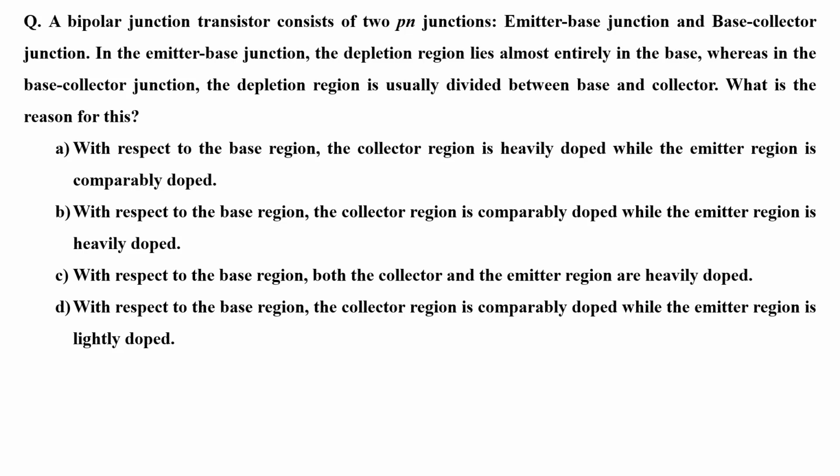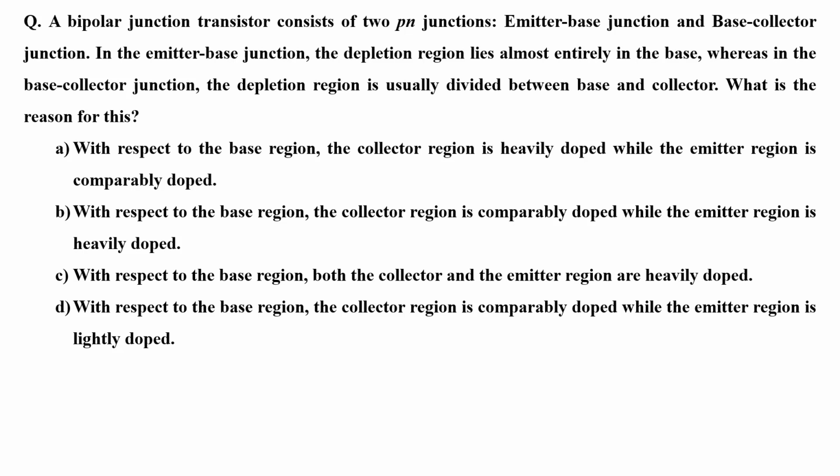With respect to base region, collector is heavily doped while emitter is comparatively doped; or collector region is comparatively doped while emitter region is heavily doped; with respect to base, both emitter and collector are heavily doped; and with respect to base, collector region is comparably doped while emitter region is lightly doped. So what would be the answer? Option B. What about the other person? Ma'am, emitter is heavily doped. Option B, ma'am.